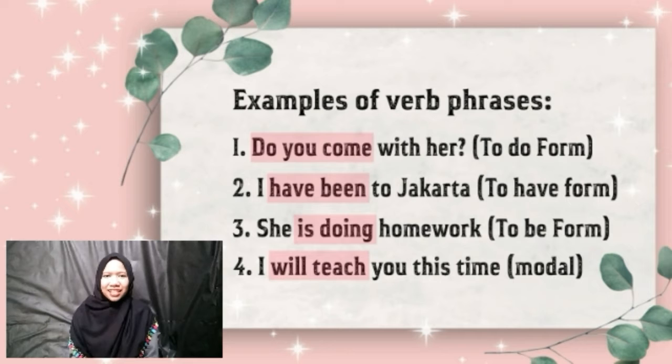In this sentence, have been is the verb phrase, have as the helping verb, been as the action verb. Number 3, she is doing homework. Is doing is the verb phrase, is as the helping verb, doing as action verb. Number 4, I will teach you this time. Will teach is the verb phrase, will as the helping verb, teach as the action verb.